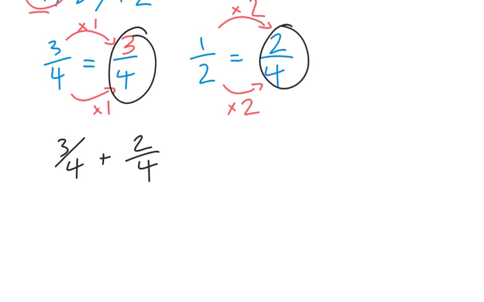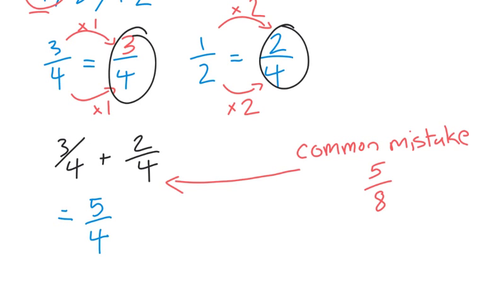Because these two fractions have the same denominator, we can go ahead and add them. So we're going to look at the numerators. 3 plus 2 is 5. Now, this is a common mistake. A lot of students actually add the denominators. So 4 plus 4 equals 8. This is incorrect. The denominator stays the same. So it remains 4. Many students will actually write their final answer as 5 over 8.